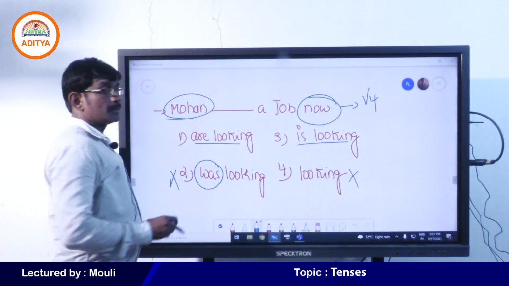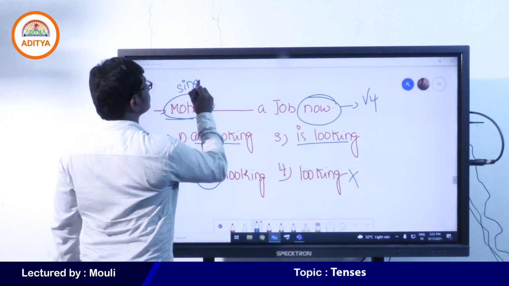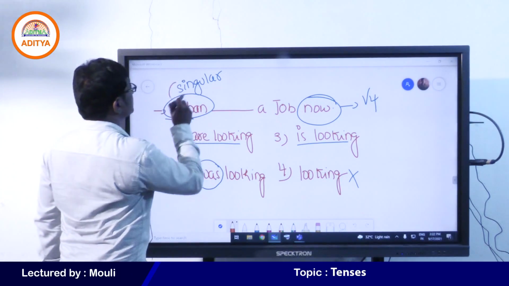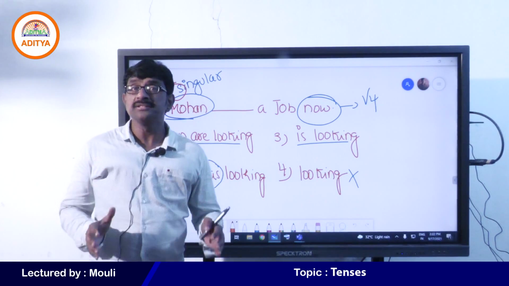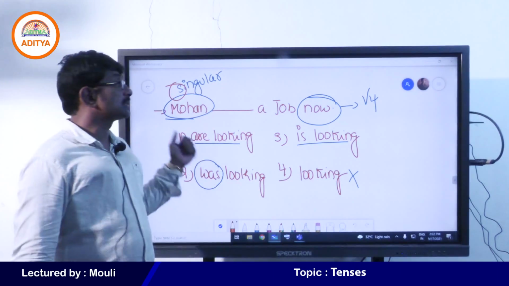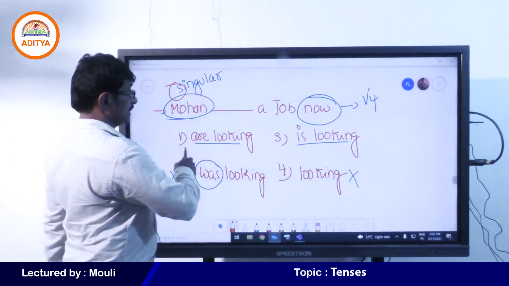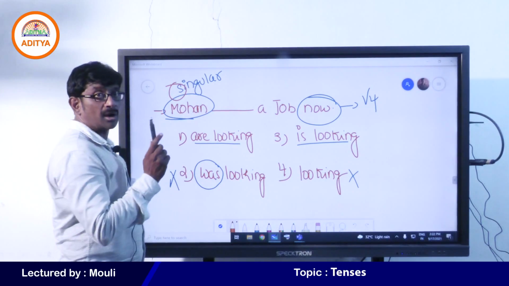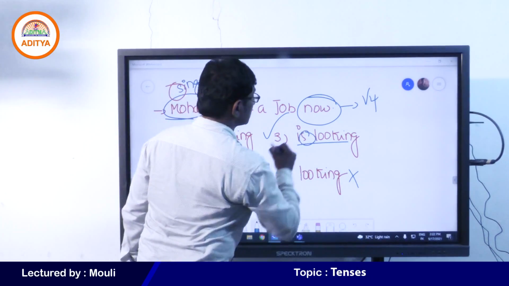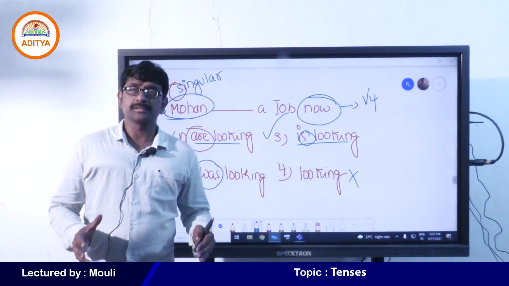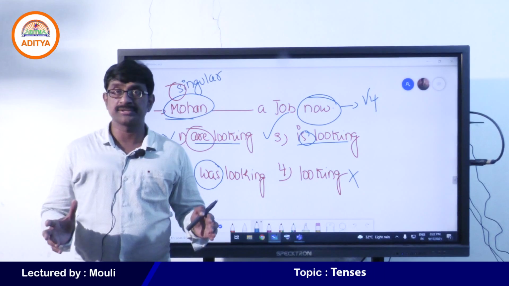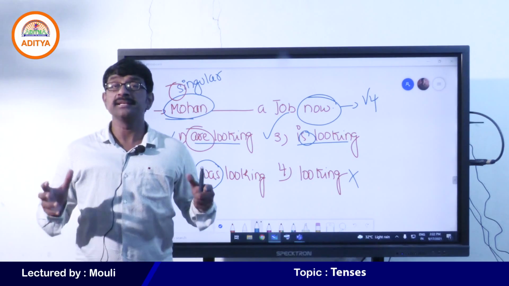Now you take Mohan. Mohan is singular. Singular means the ending of the verb should be S. Okay, students, now let us look at these two choices. Where is S? "Looking", "looking", both are one and the same. But "are" is not singular. It is a plural one. So we don't want this. We want this because S is there. Like this, if we really focus carefully, we can find the right choice in any kind of examination.